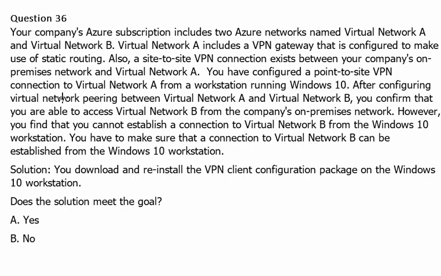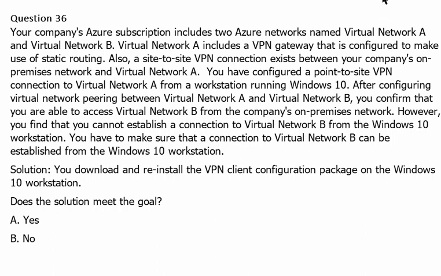After configuring peering between Virtual Network A and Virtual Network B, you confirm that you are able to access Virtual Network B from the company's on-premise network. However, you find that you cannot establish a connection to Virtual Network B from the Windows 10 workstation. You have to make sure that a connection to Virtual Network B can be established from the Windows 10 workstation.